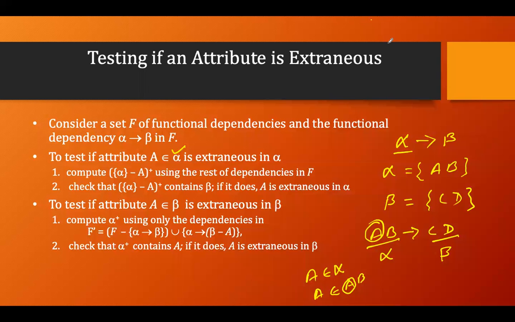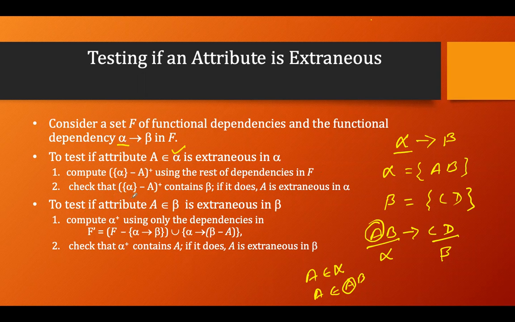So here we have to find out any extra attribute in the left hand side and in the right hand side. Let's talk about the left hand side first. If we are thinking that any attribute is extra in this particular part, we'll just remove that particular attribute and find out the closure using the rest of the dependencies.